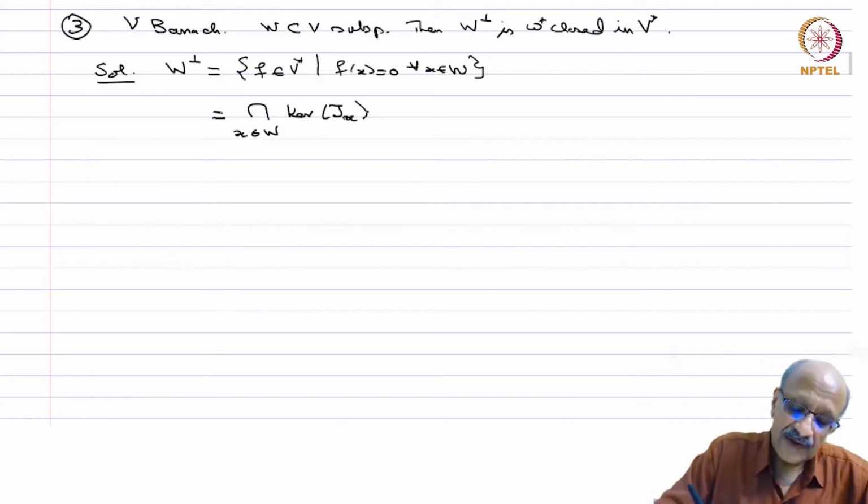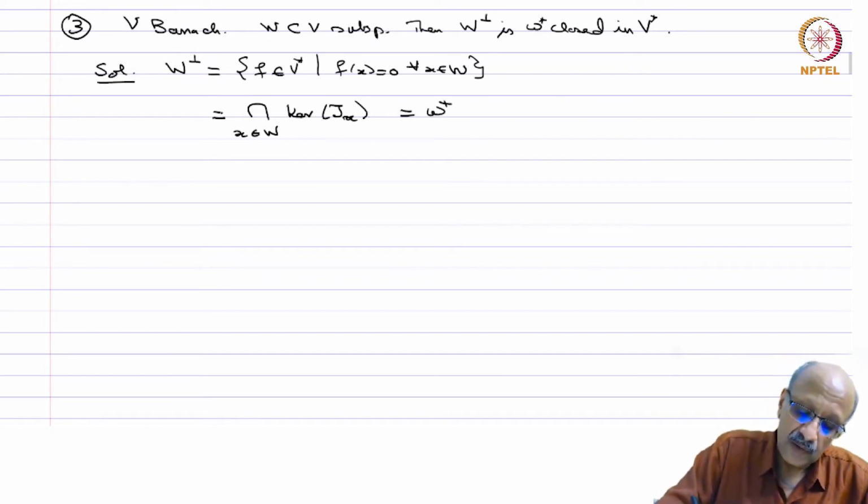Okay, but then Jx is weak star continuous. That is how the weak star topology is defined. So kernel Jx is weak star closed. An arbitrary intersection of closed sets is closed. So this is weak star closed.